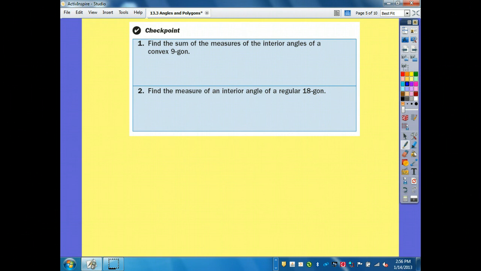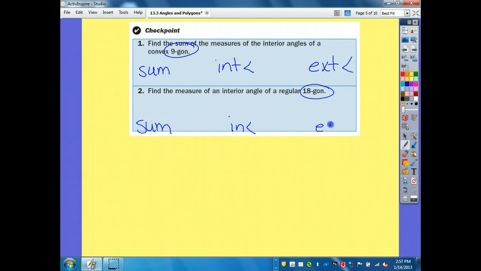All right, here we have 2 problems. We do one for a nonagon and one for an 18-gon. Find the sum. Wow. An interior angle, an exterior angle. Same for the 18-gon. Find the sum, find an interior angle, and an exterior angle, assuming that they are congruent.